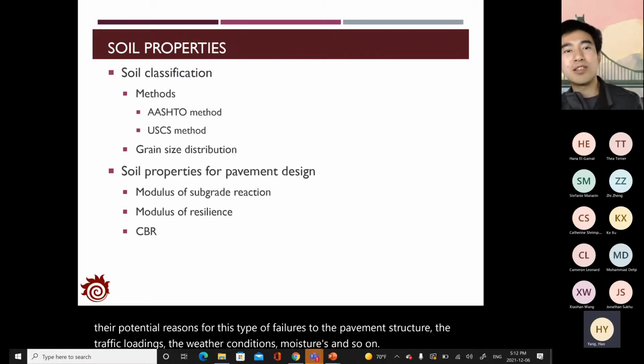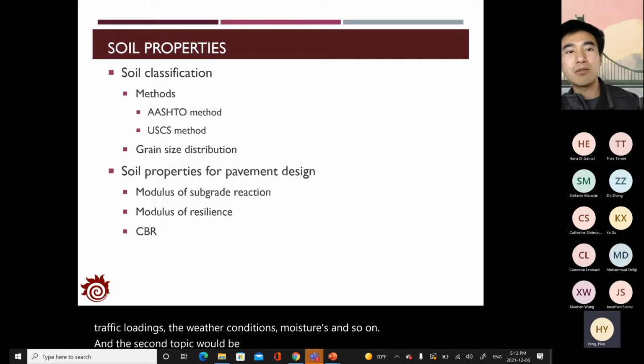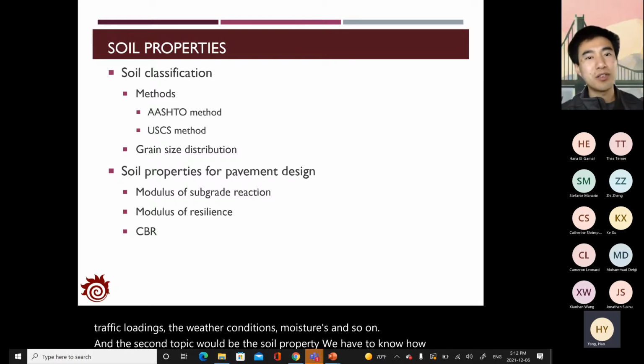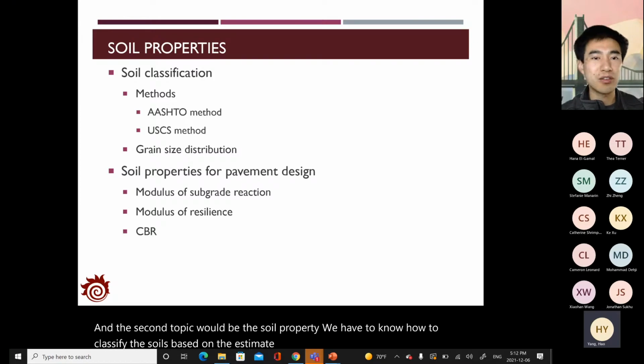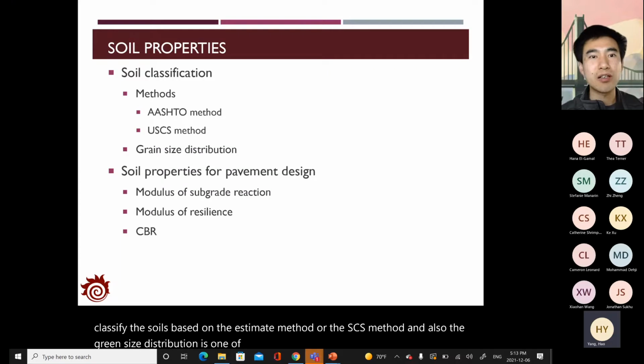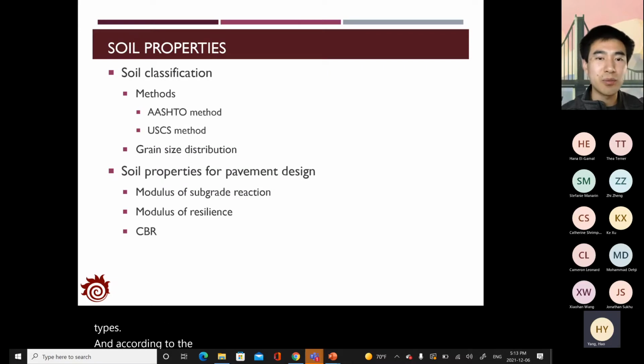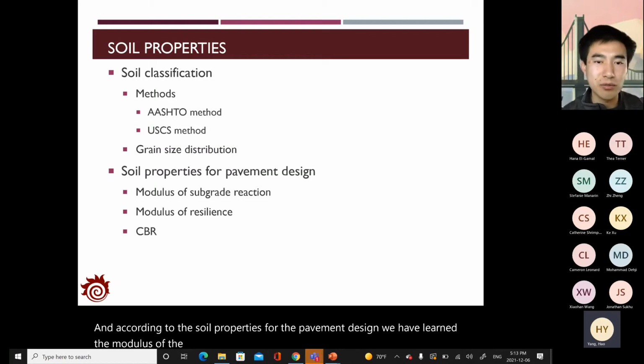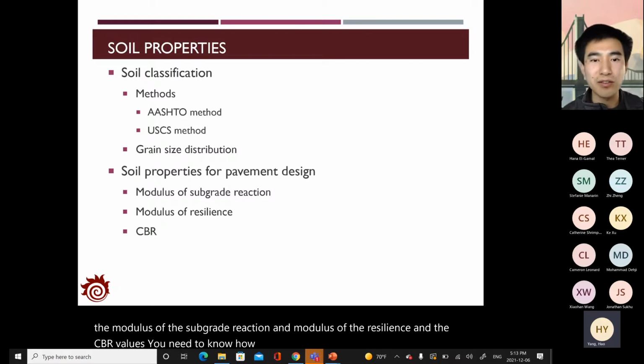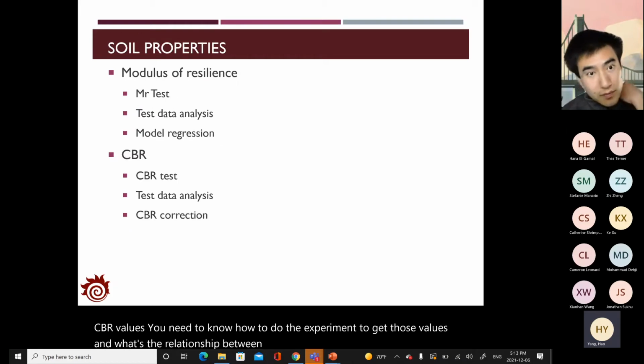And the second topic would be the soil properties. We have to know how to classify the soils based on the AASHTO method or the USCS method. And also the grain size distribution is one of the important criteria for us to identify the soil types. And regarding the soil properties for the pavement design, we have learned the modulus of subgrade reaction, the resilient modulus, and the CBR values. You need to know how to do the experiment to get those values and what the relationship is between those variables.